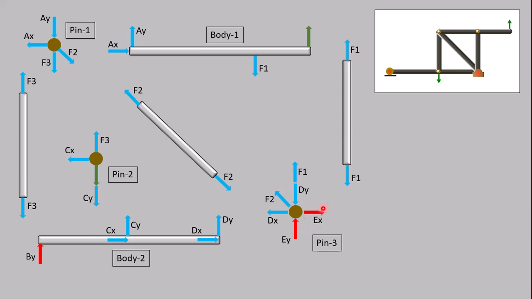These two red arrows are the support forces coming from this pin. This red arrow is coming from the roller. Green arrows are the loads. You have two of them. And all the blue arrows are internal forces or action-reaction pairs of Newton's third law that we exposed by separating the bodies.